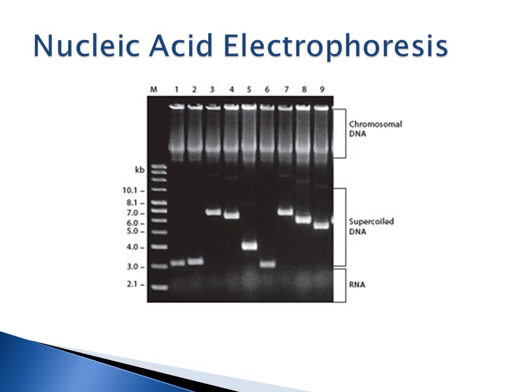Over on the left, you see your marker, and here it shows the actual sizes in kilobases. So you can see the 10.1 kilobase, 8.1, 7. So you can look at the sizes. In lane 1, your chromosomal or genomic DNA is so huge, it doesn't even line up with the marker. But your supercoiled DNA, you have in lane 1, a band that's a little bit higher than 3 kilobases.